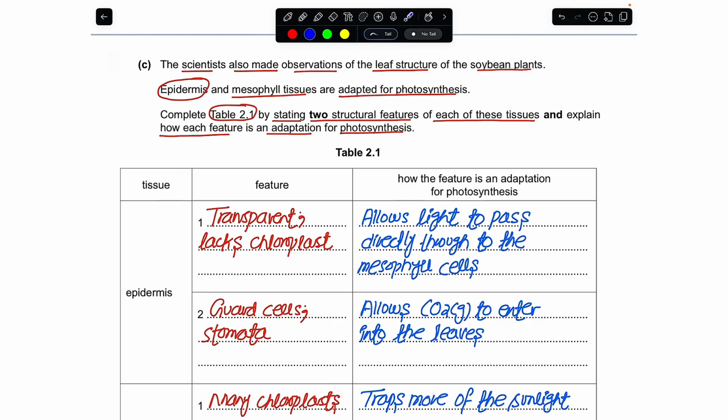So what I know is that in the epidermis, if this is the upper epidermis, ultimately it would be transparent and it would lack the chloroplast. Either you could write transparent or you could write it lacks the chloroplast. And how this would be an adaptation for photosynthesis is that it would allow the light to pass directly through to the mesophyll cells. Now, in the lower epidermis, there are guard cells, or you could say there are stomata, and they allow for the diffusion of the carbon dioxide gas into the leaves.